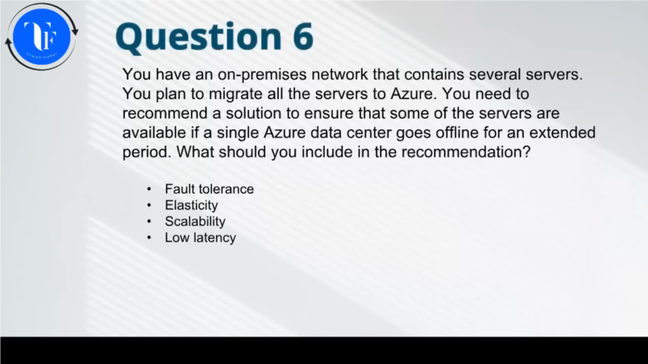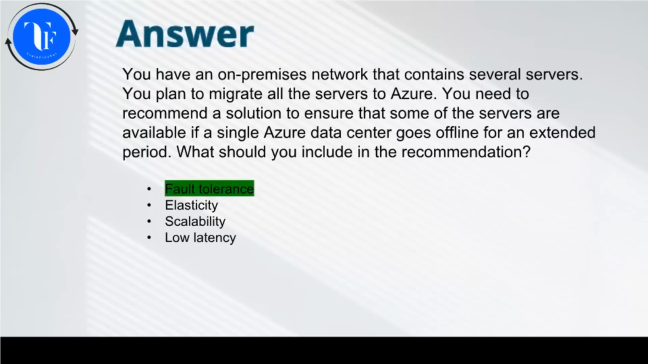Question 6. You have an on-premises network that contains several servers. You plan to migrate all the servers to Azure. You need to recommend a solution to ensure that some of the servers are available if a single Azure data center goes offline for an extended period. What should you include in the recommendation? Fault tolerance, elasticity, scalability, low latency. Fault tolerance is the right answer.